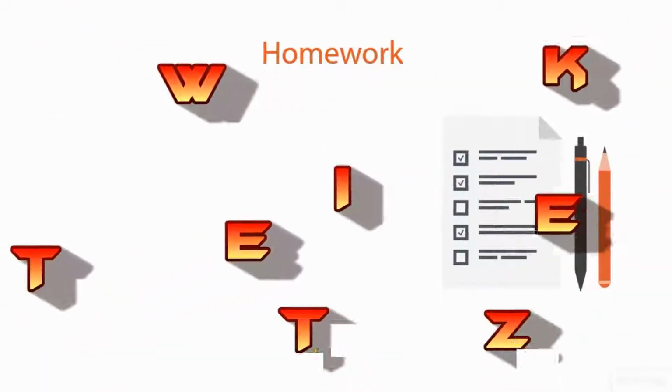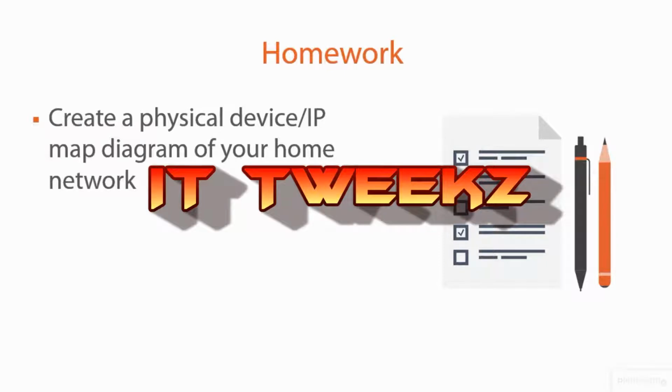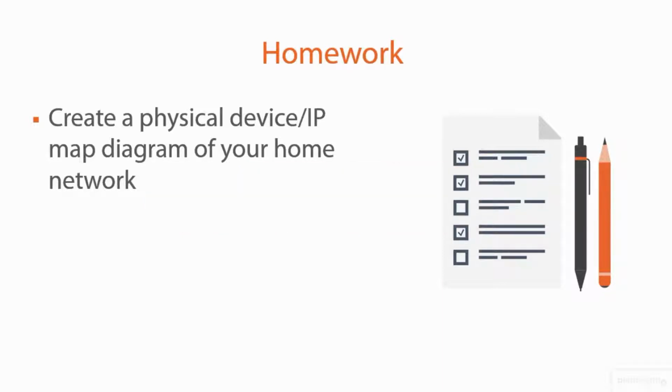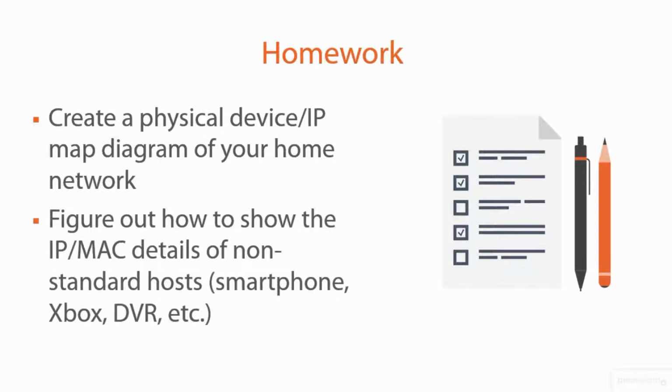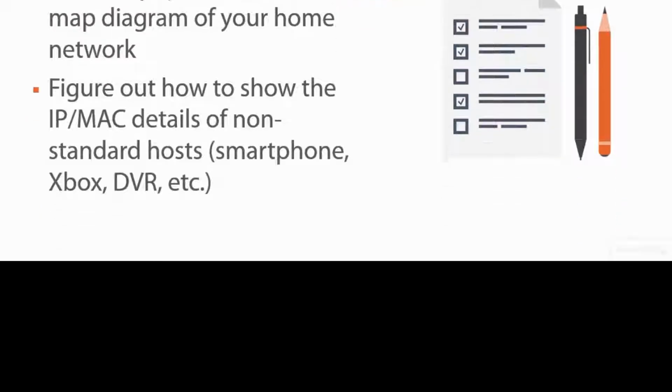For homework, I have two assignments for you. One, I want you to use DIA, which we learned about in the previous module, to create a physical device IP map diagram of your home network. I want to see all of your hosts and their associated details, their MAC addresses and their current IP addresses and so forth. I'd also challenge you to figure out how you can show IP address, subnet mask, MAC addresses on non-standard hosts, maybe your smartphone, if you have a game console like an Xbox or a PS4, your digital cable DVR box. Because those are all TCP/IP hosts, you should be able to view those details.